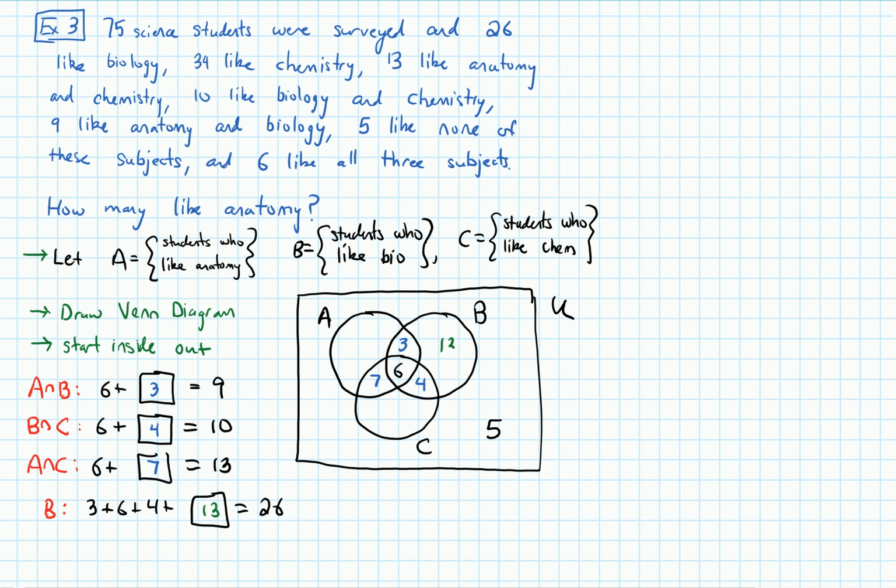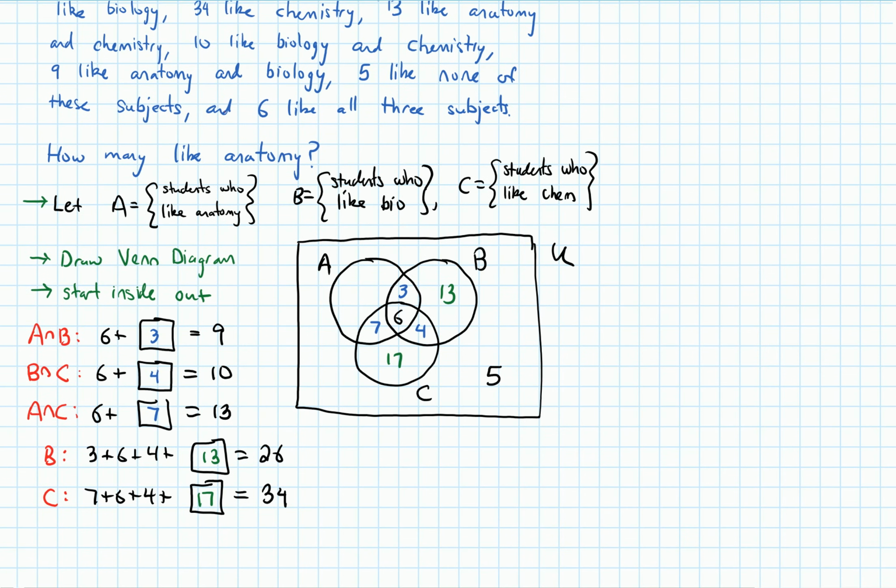So 13 goes here. Okay, so now maybe if I do the C circle next, if I add up all the values in the C circle, I'll get 7 plus 6 plus 4 plus a missing number. The missing number would go here. But those need to add up to, the question says 34 students like chem. And if I work this out, this box ends up needing to be 17. So 17 goes there, and giving myself some room.